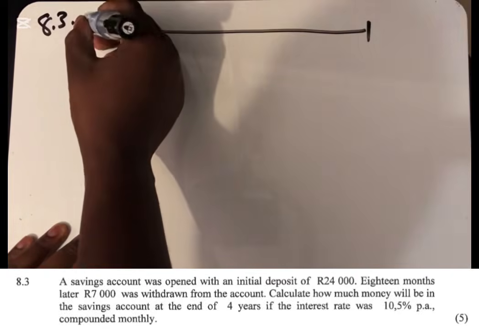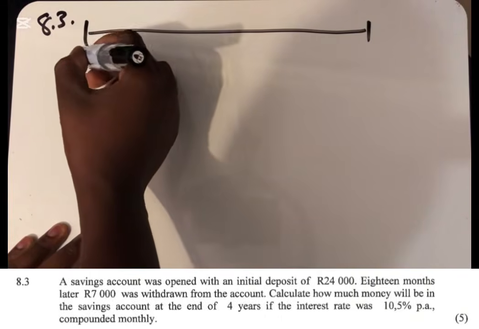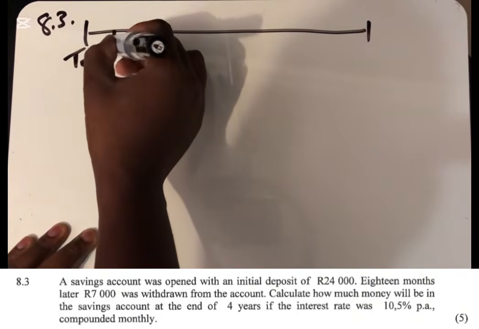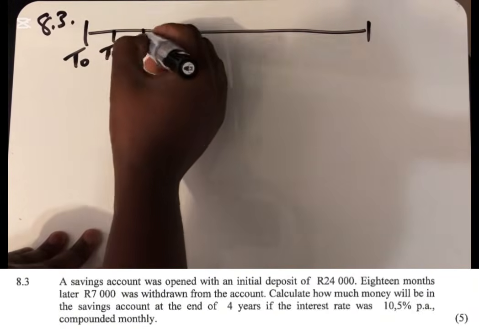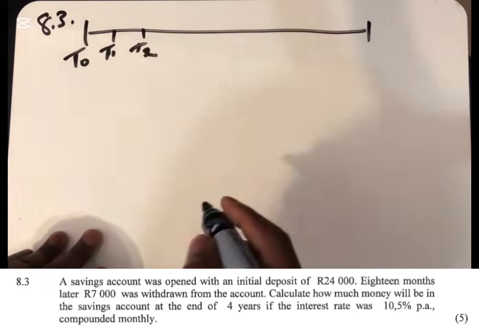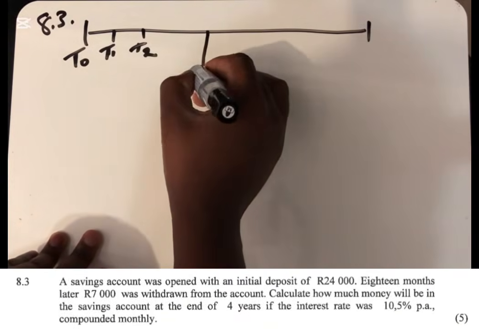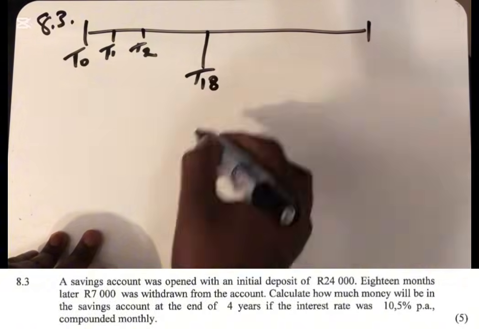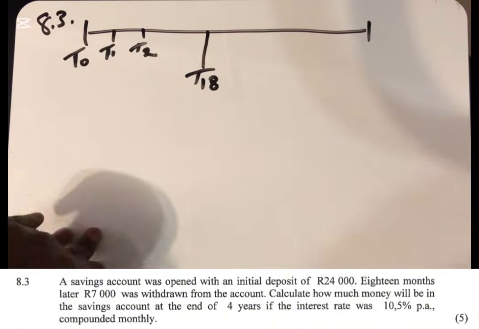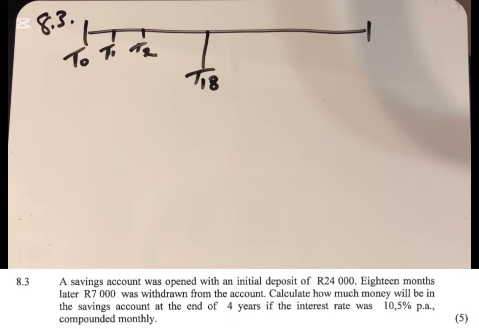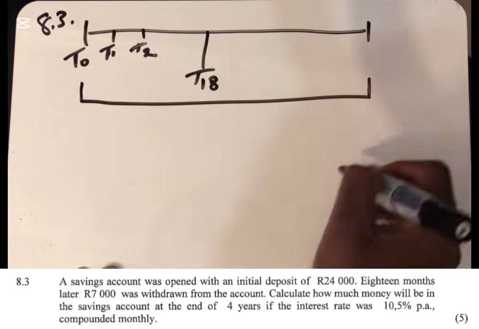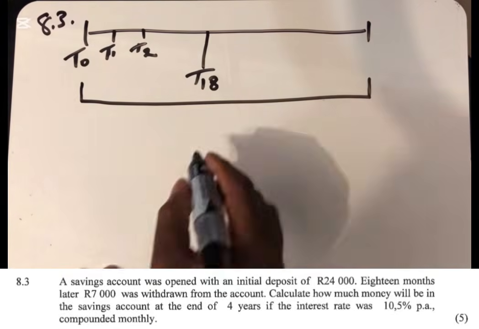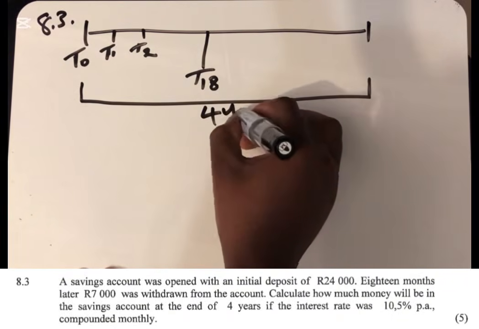In this case, for us to be able to do the calculation, we are advised to use a timeline. Our timeline always starts at T0. We have T1, which is the months, then T2. And if you check again, they talk about T18. We see the withdrawal at T18. And the entire length of this is 4 years.